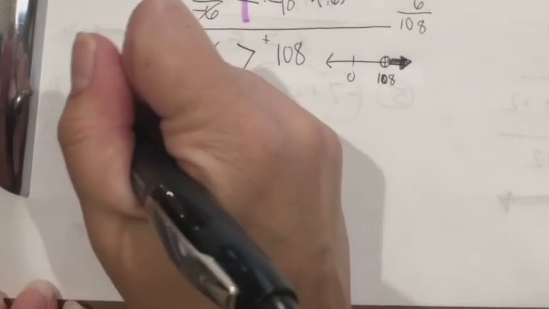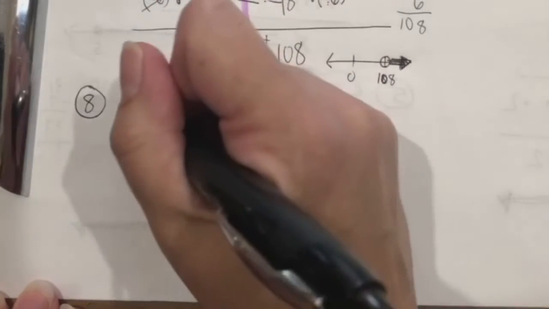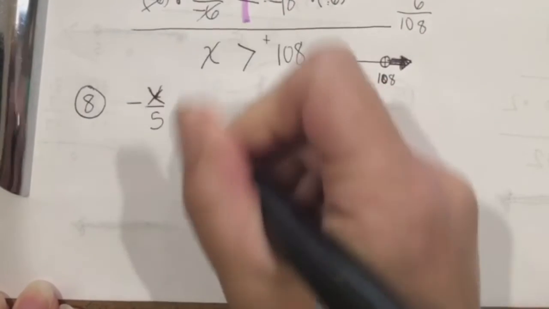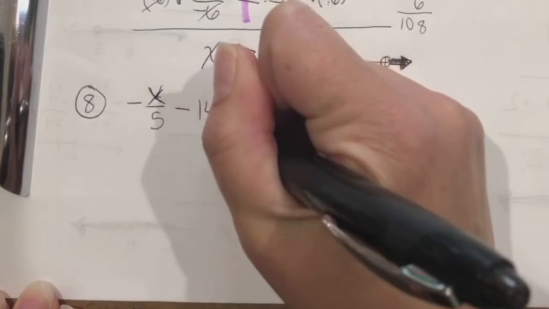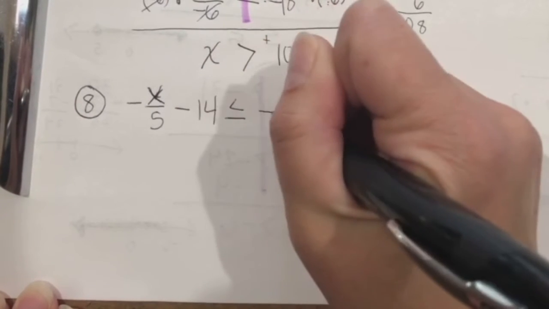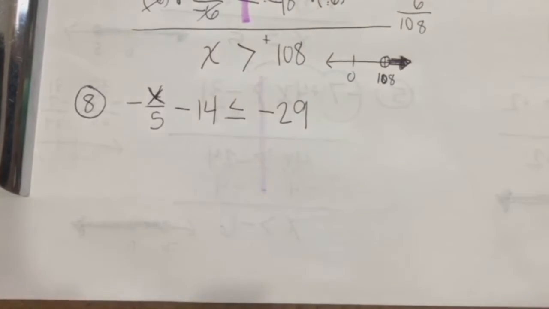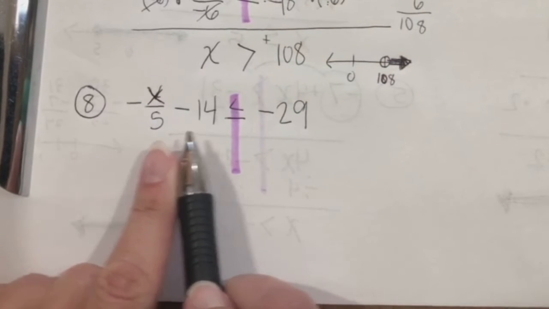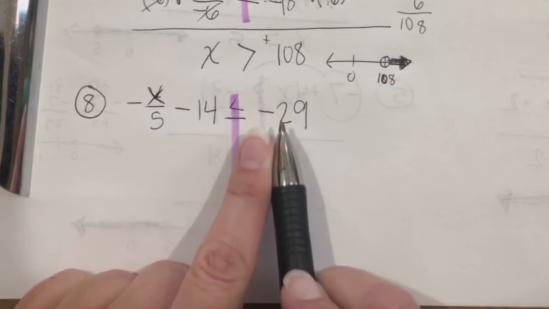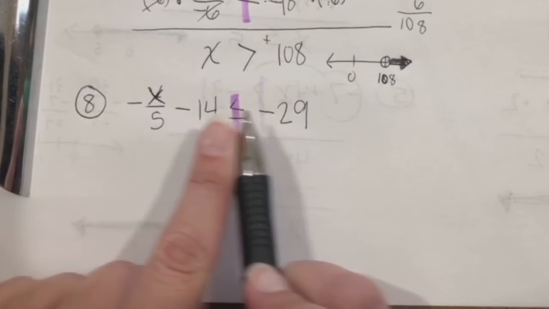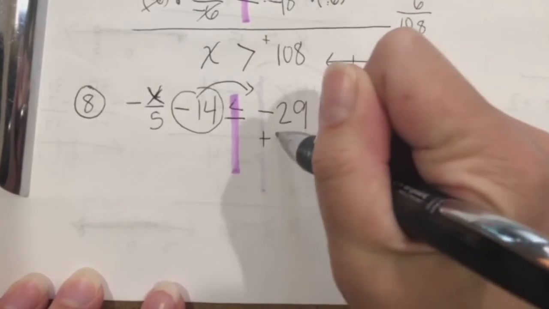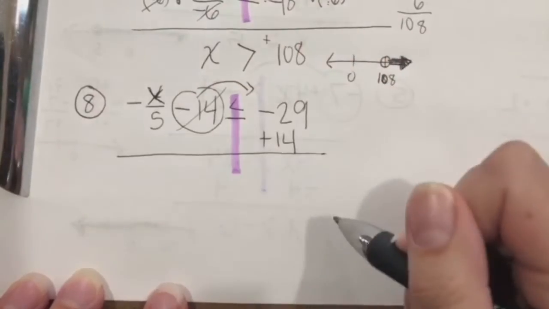Number 8. Negative x over 5 minus 14 is less than or equal to negative 29. Let's separate the two sides of our number sentence. And we've got some x's and some 1's over here. So we're going to take these 1's and flip them onto this side. So it's a negative 14, which means it'll flip and become plus 14, and then that'll be gone.